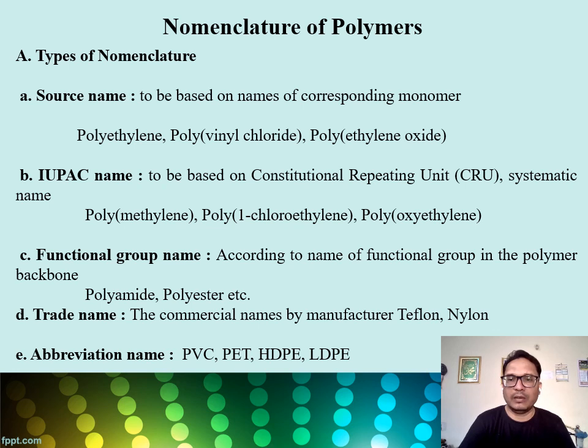In polyamide, the amide functional group is present in the backbone, and in polyester, the ester group is present in the backbone. Based on the trade name, commercial names can be used, given by the manufacturers, like Teflon, nylon, etc. And sometimes abbreviated names of the polymers are also used, like PVC for polyvinyl chloride, PET for polyethylene terephthalate, HDPE for high density polyethylene, and LDPE for low density polyethylene.